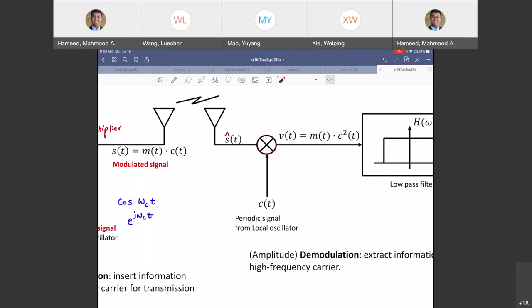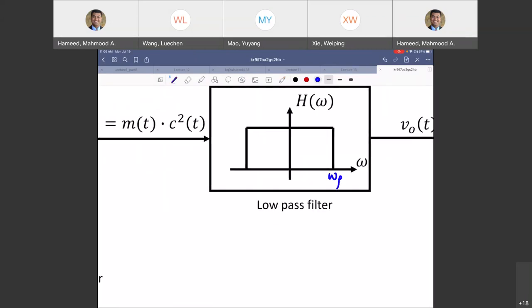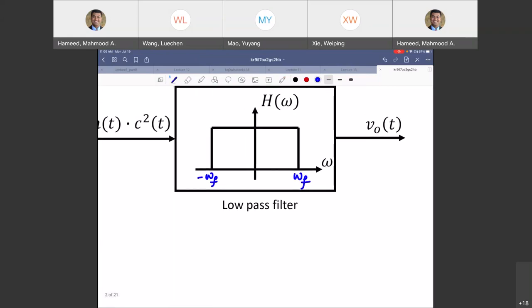You have another analog multiplier here to get m(t), but because this was m(t) multiplied by c(t), and you're multiplying with c(t) again, you get m(t) c squared of t. In frequency, you get a big triangle in the middle and two triangles at double frequency terms. Then you use a low pass filter to chop off the things at 2 omega naught and minus 2 omega naught by appropriately choosing the cutoff frequency of your low pass filter, omega_f, minus omega_f. You can use the height of this filter to adjust for the loss in amplitude. What you get out of the low pass filter is v_o(t), and you're hoping that if everything goes well, this is very close to the message signal that you wanted to transmit.